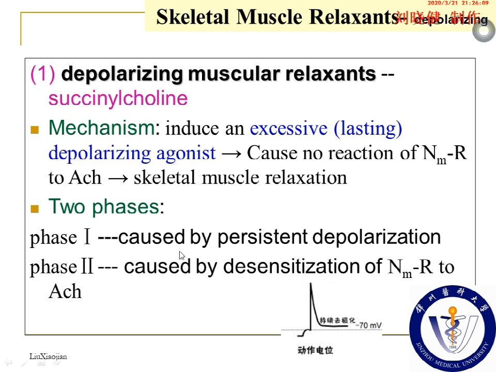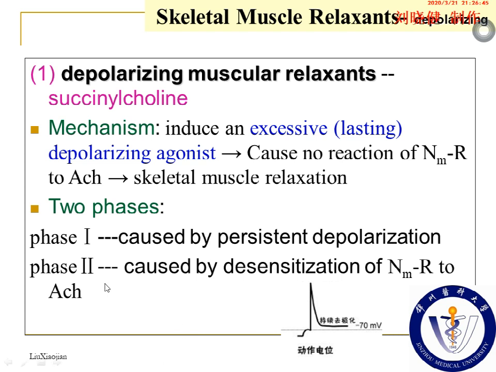During this period, the muscular cells lose the ability to respond to the neurotransmitters or any other agonist. So it just induces this persistent depolarization. During this depolarization, these agents cause the opening of the sodium channel associated with the nicotinic receptors. Then it results in depolarization and a transient twitching of the muscle. This is fasciculation. It can cause fasciculation at the beginning of the use of this drug.